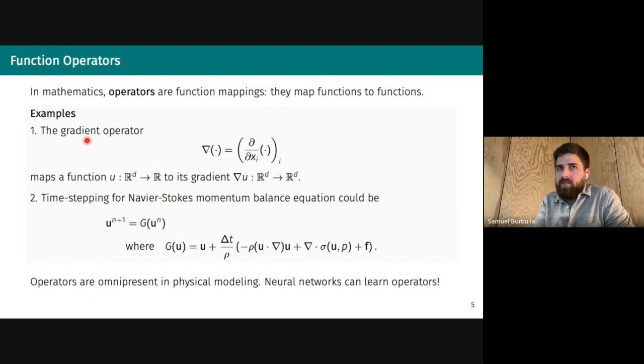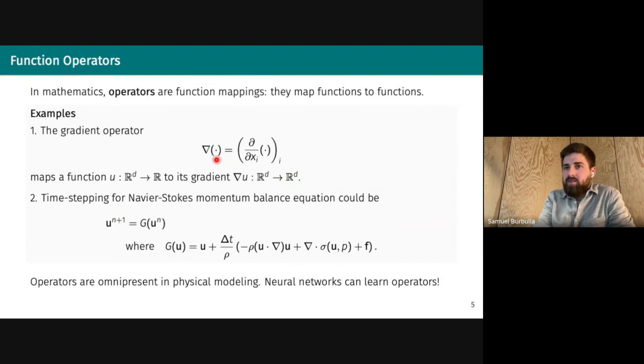For instance, some examples. The gradient operator, which we usually abbreviate with a nabla, where we plug in a function, computes the vector of the partial derivatives with respect to all spatial coordinates. This is an operator, as it maps an input function u, let's say defined on R^d, a scalar function, to the gradient of u, which can also be evaluated at any point of our domain, but which maps to a gradient, so a d-dimensional vector. So this is an easy example for an operator.